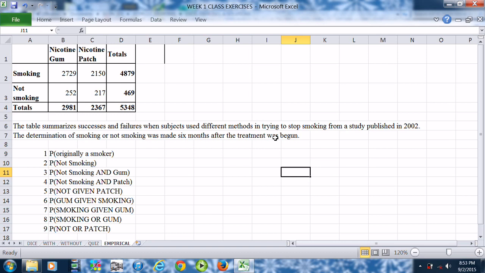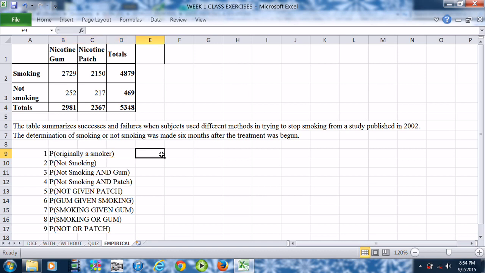So here we have a table that looks at 5,348 original smokers who then tried to quit. After 6 months, they were looked at to see if they were still not smoking or if they had continued to smoke. So what we have here in the table then are those smokers who tried to quit using either a nicotine gum or a nicotine patch, and then after 6 months whether they were smoking again or still not smoking. So first question, what's the probability that someone in this table was originally a smoker?